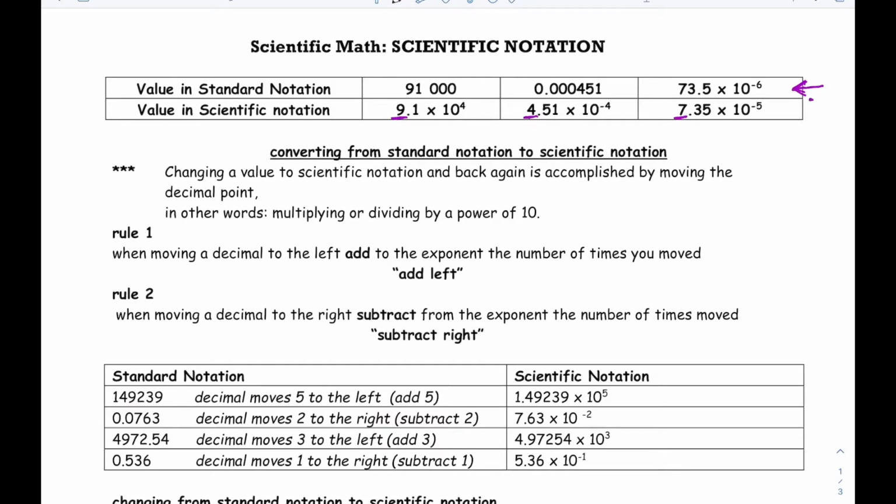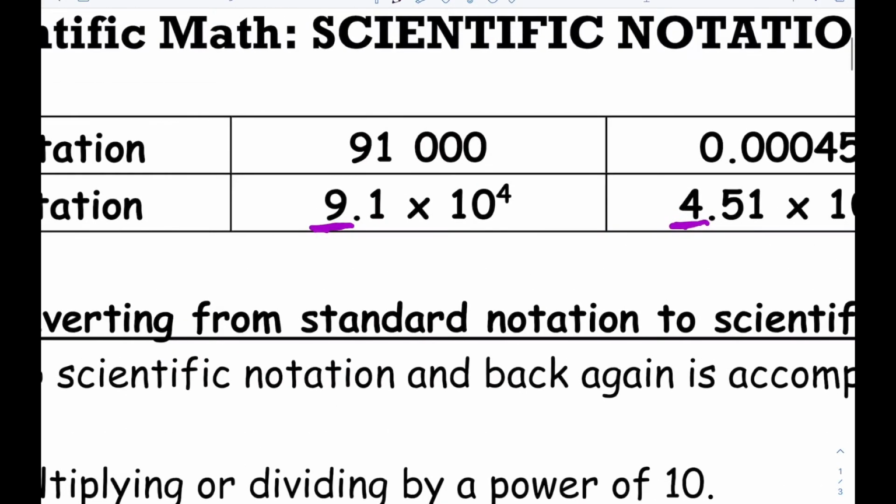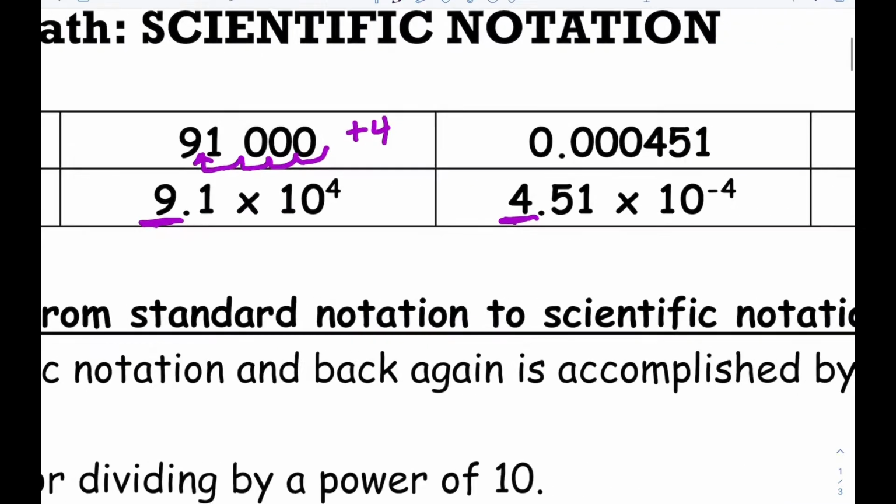So for 91,000, for example, you would start with the decimal at the end of the value and move it so that it's right in between the 9 and the 1. So you'll notice we moved it 4 places to the left. When you move the decimal 4 places to the left, you're supposed to have a positive 4 exponent, or add 4 if there's a previously existing exponent.